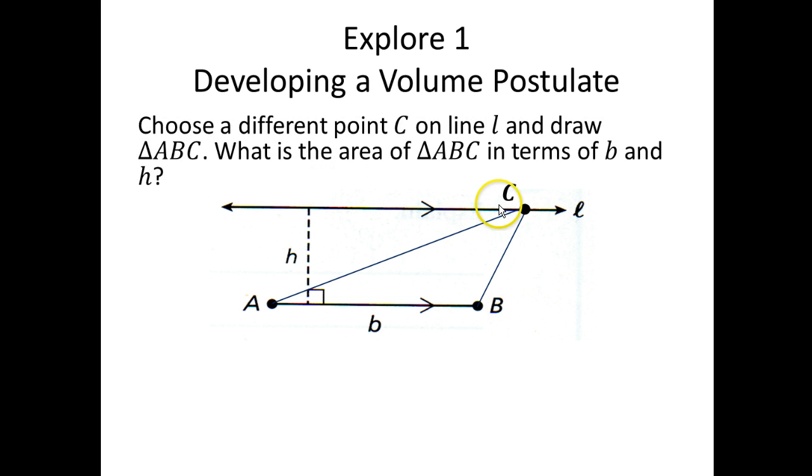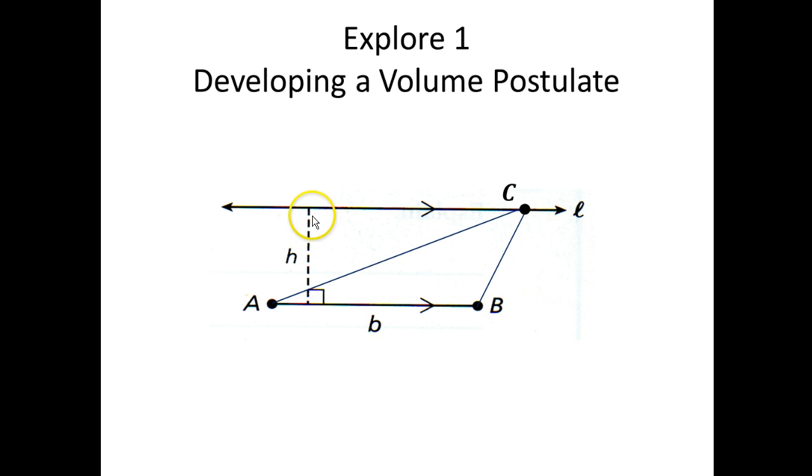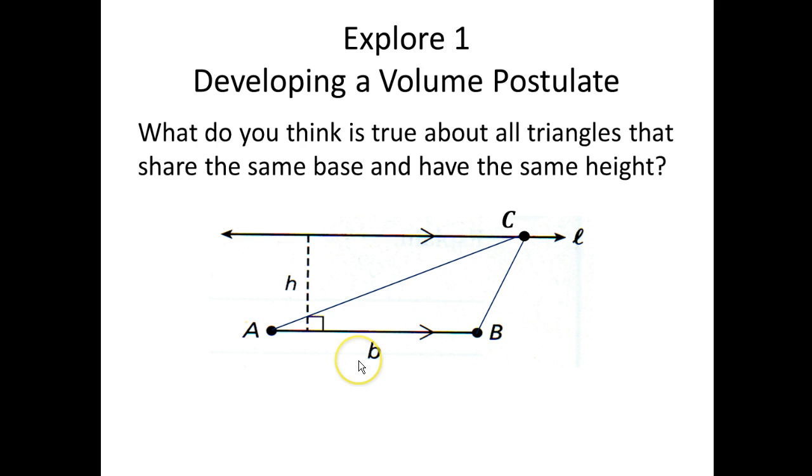Now if we choose a different point C on line L and we draw in triangle ABC once again, notice that the area once again is going to be 1/2 times the length of the base, which is the same length as the base of the triangle from the first slide. So these two triangles have the exact same base. Not only that, but they have the same height, even though we chose a different point C on line L. So what we can conclude is in general, if two triangles have the same base and the same height, then they're going to have exactly the same area, since all that goes into the calculation of the area of a triangle is the sides b and h.